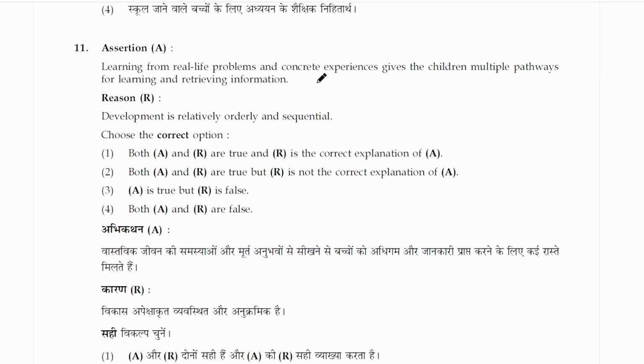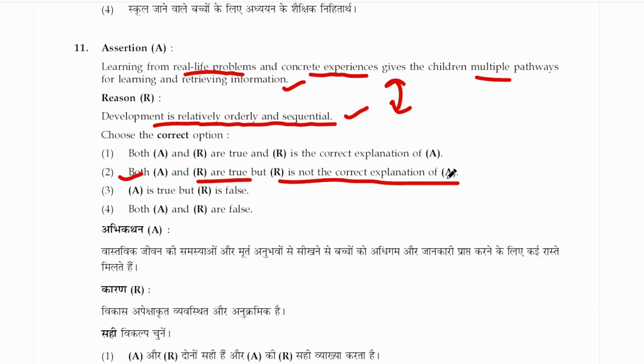Question 11. Learning from real life problems and concrete experiences gives children multiple pathways for learning and retrieving information. So yes, if they're learning from real life and concrete experiences, they will have many ways, multiple pathways for learning and retrieving information. Development is relatively orderly and sequential. This is also true. But because development is relatively orderly and sequential, is that why learning from real life problems gives children multiple ways? So there is no explanation. So both A and R are true out here, but R is not the correct explanation of A.